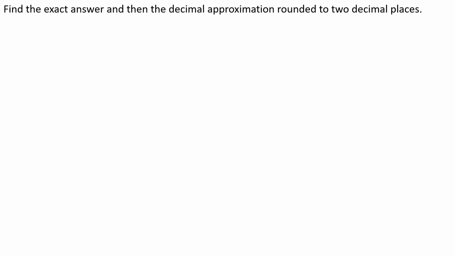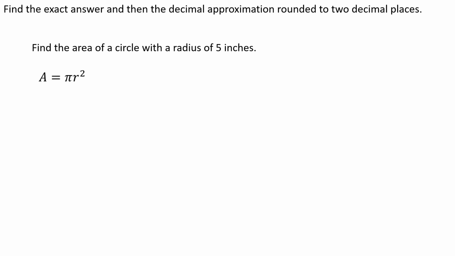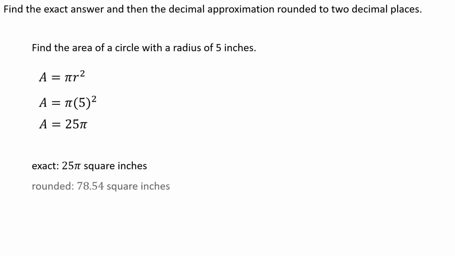Okay, so let's play with some circles. Let's find an exact answer and then also find a decimal approximation. So find the area of a circle with a radius of 5 inches. Well, if the radius is 5, that has to be pi times 5 squared. 5 times 5 is 25. There's an exact answer, 25 pi. Or more specifically, 25 pi square inches.